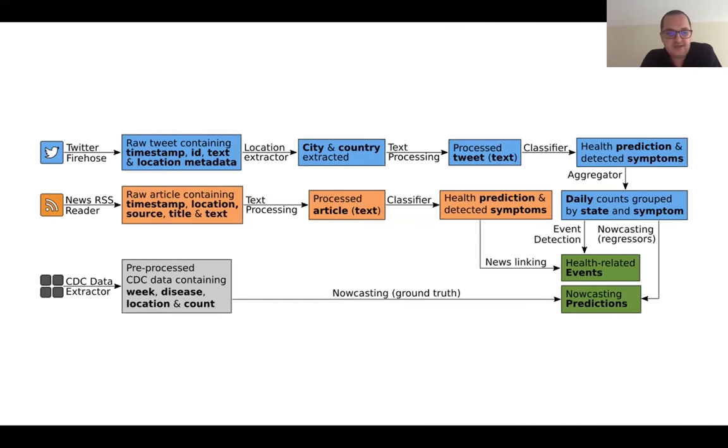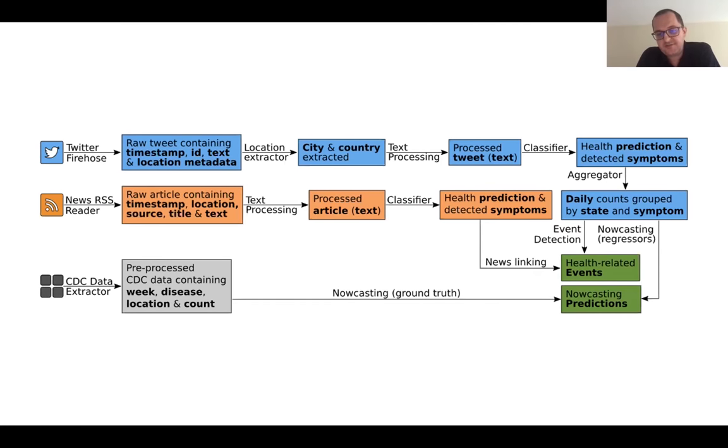We collected data from the CDC, which is the Center for Disease Control in the US, on all the diseases that they are currently publishing statistics on. This is on a weekly basis, grouped by disease, location, and count. There is a bit of latency for publishing these results. The reason we decided to do this processing as well is that we realized official data comes 2 or 3 weeks later.